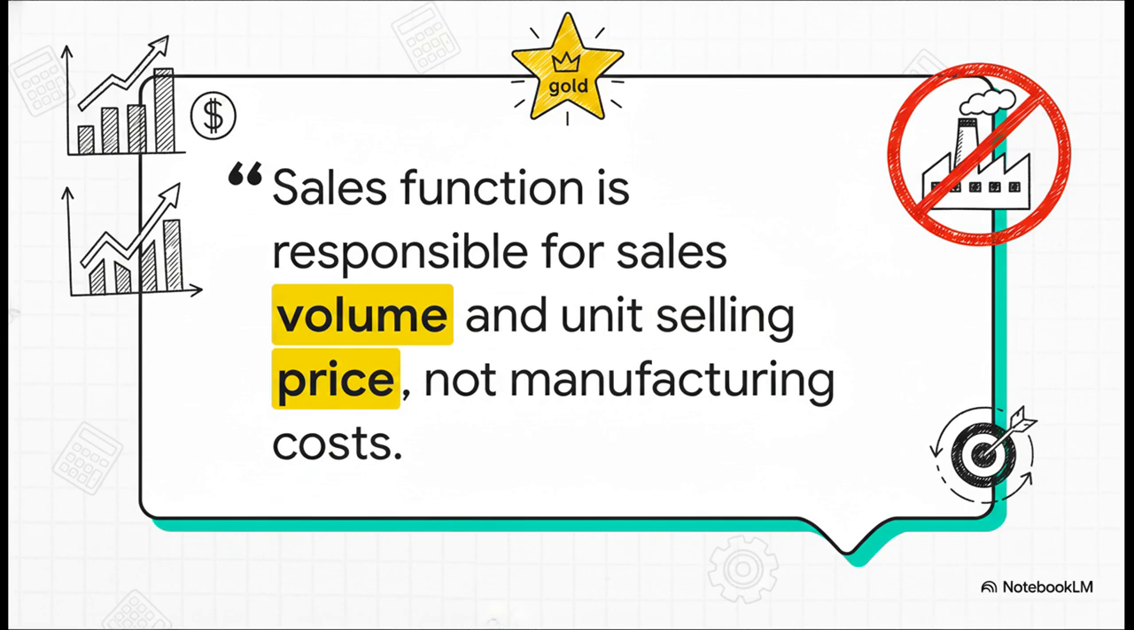Why do we keep using standard contribution or standard cost? It's because the sales team controls the selling price and the volume, right? They don't control how efficiently the factory runs. Using standard costs isolates the sales team's performance, which is the whole point of this entire analysis.